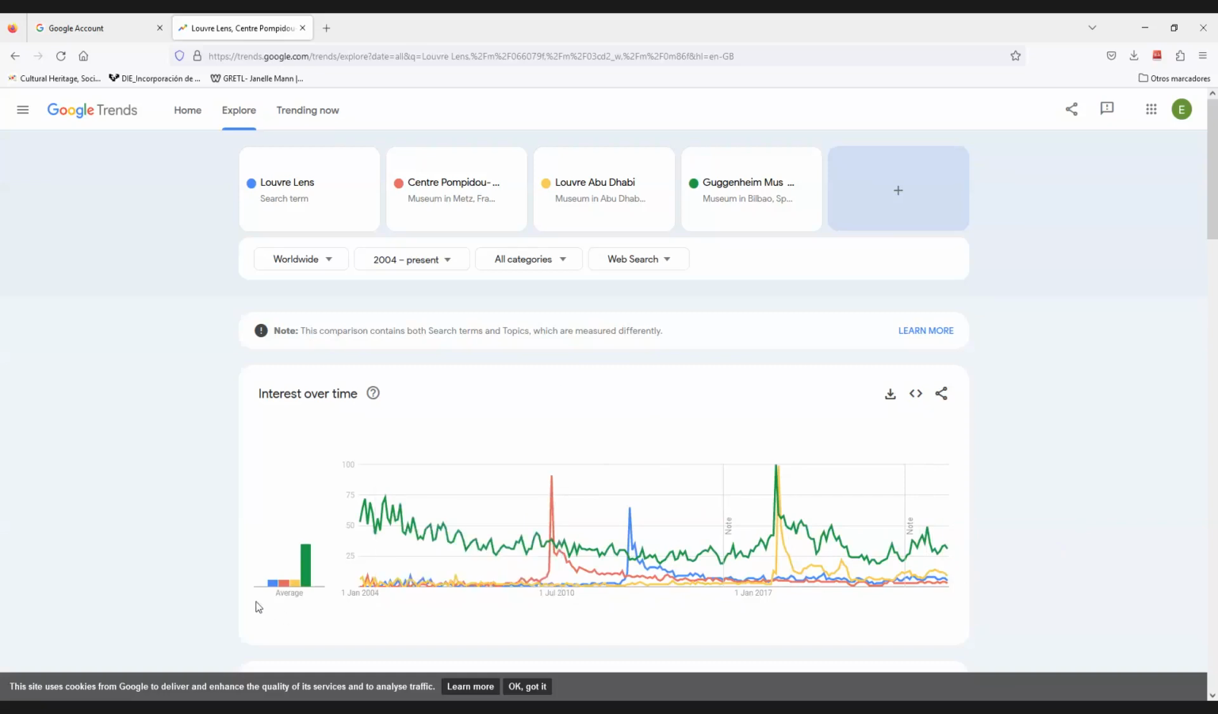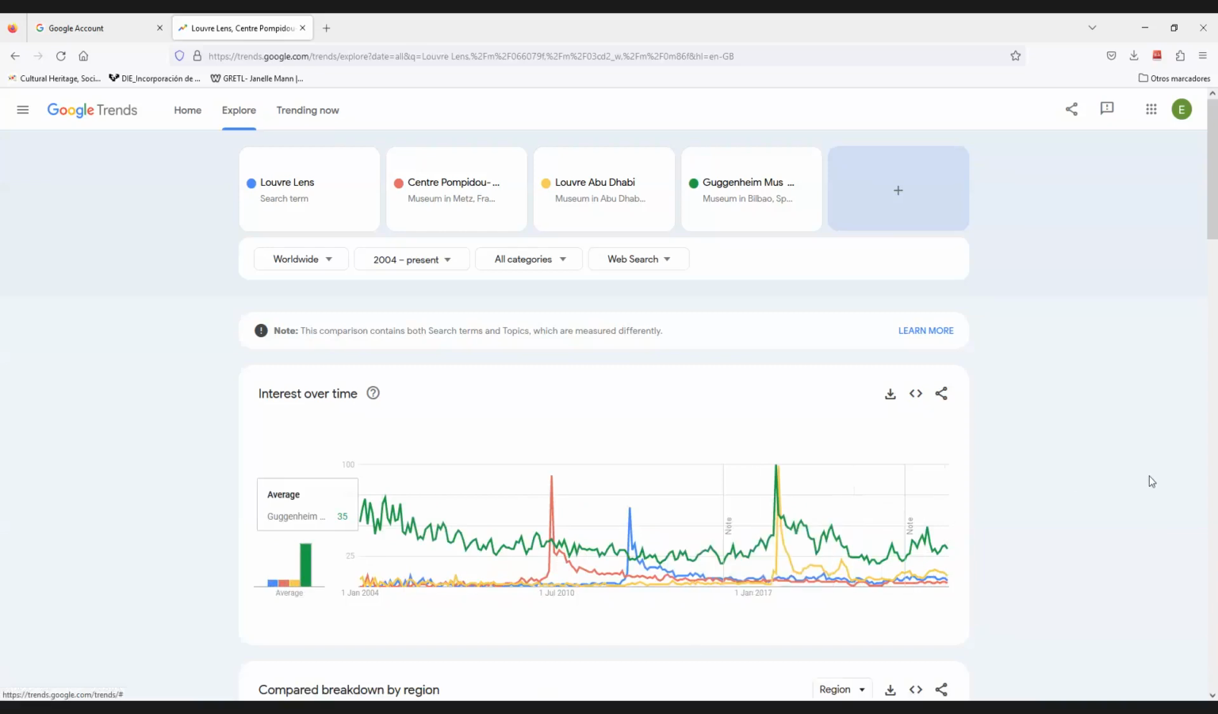And here you have the averages. The green one stands for the Guggenheim Bilbao. The yellow one stands for Louvre Abu Dhabi. The red one stands for Pompidou Metz. And the blue one stands for Louvre Lens. So it is a very good approach to the amount of information. Any question? No, thank you.